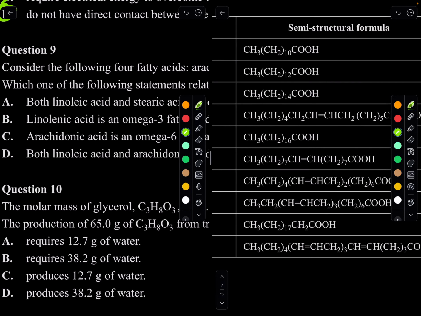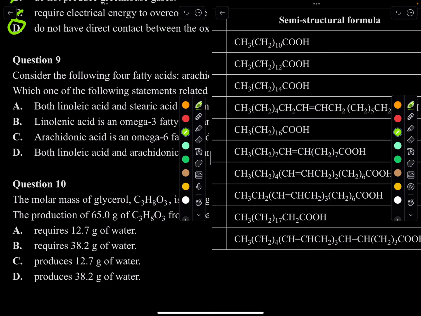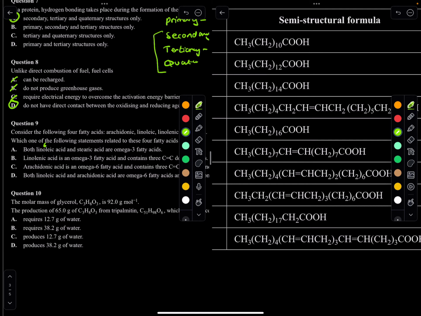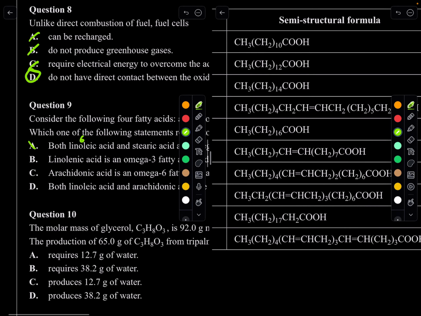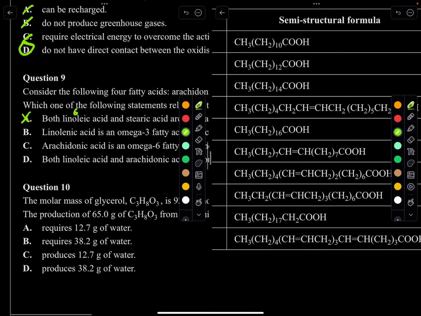So looking at this here, we have 1. It's an actual omega-6 fatty acid. You remember 1 plus 4 carbons here, so that's 5. And then we hit the double bond at 6. So it is an omega-6 fatty acid. So straight away wrong. It says both linoleic and stearic acid are omega-3. Nope. Already linoleic is an omega-6, not omega-3. Next one.